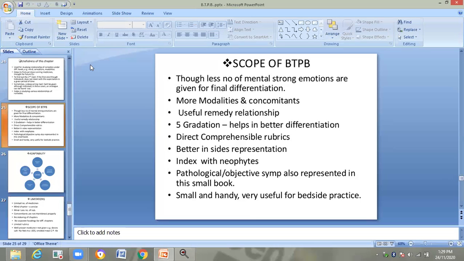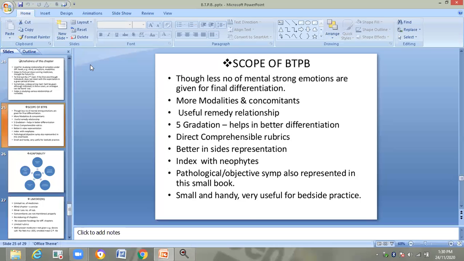More modalities and concomitants we found in this repertory. The remedy relationship section is a very useful section. Then in this repertory 5 grades are given to the medicines, and it helps in better differentiation.